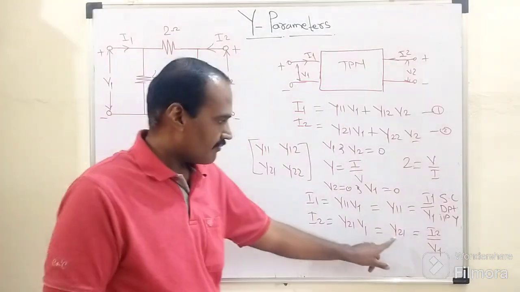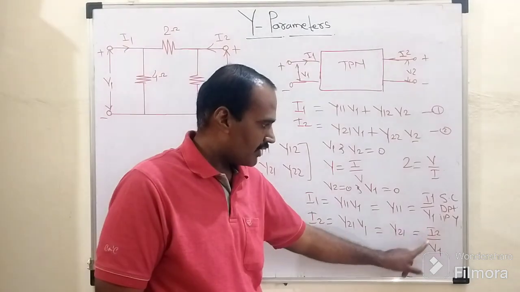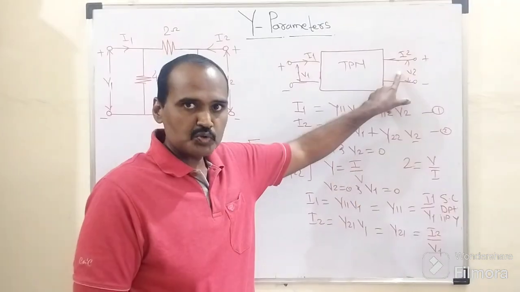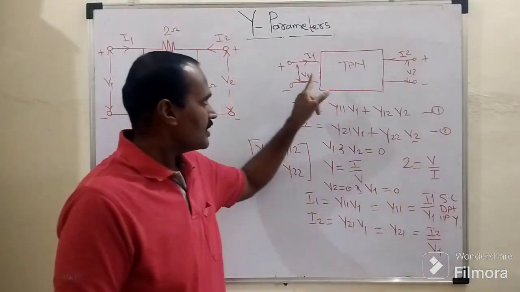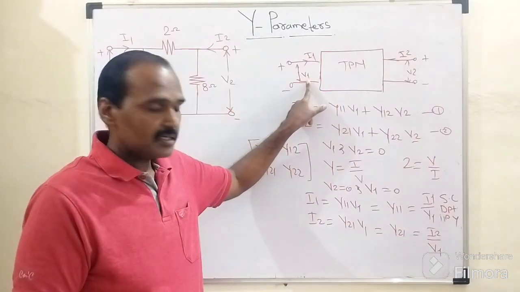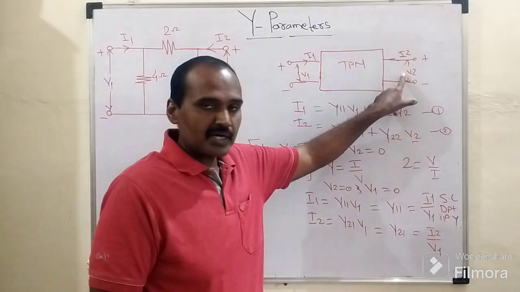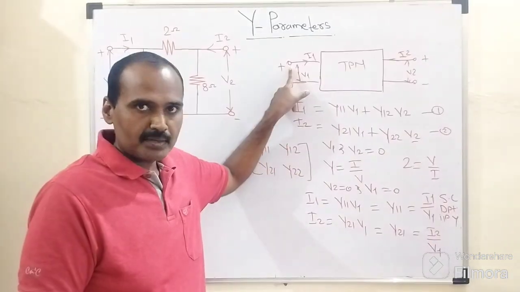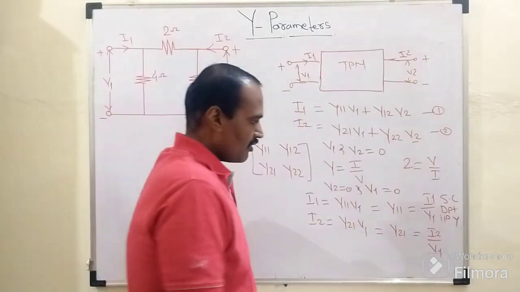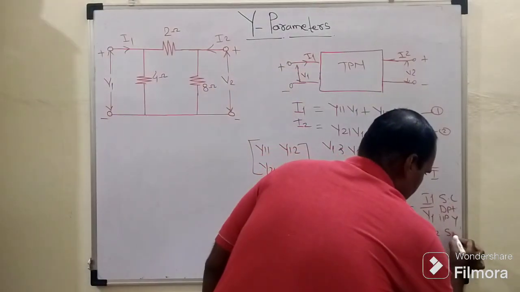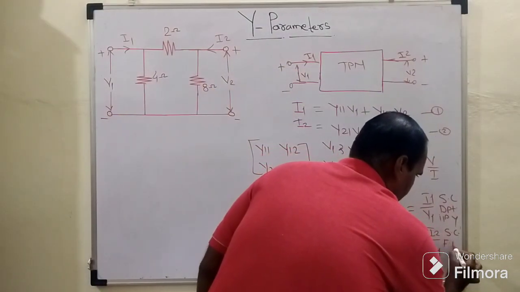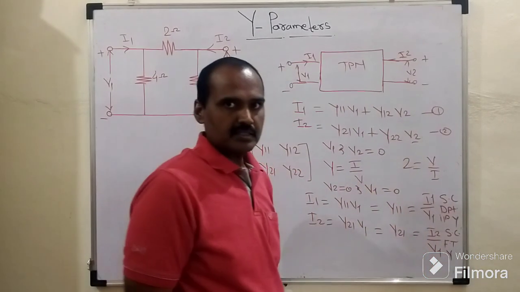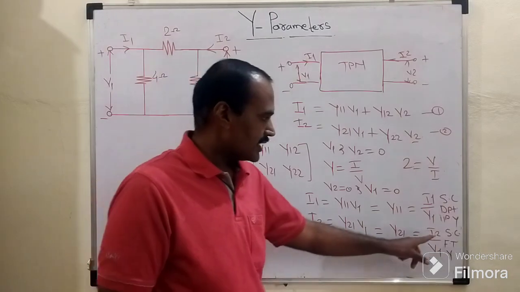Similarly, Y21 is the ratio of I2 upon V1. Here I2 is the parameter belonging to port number 2, and its denominator is the parameter belonging to port number 1. That's why this parameter is called the short circuited forward transfer admittance parameter.